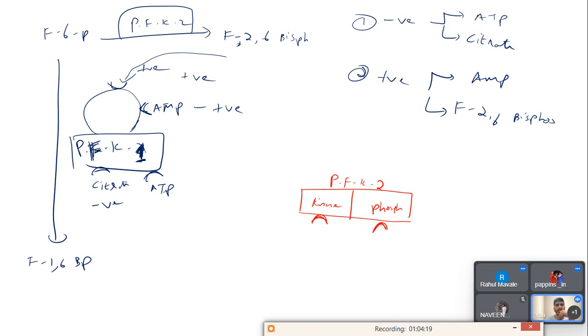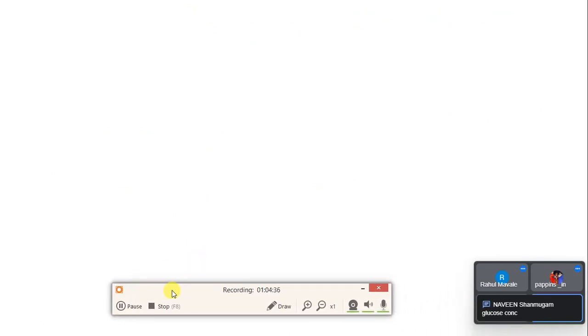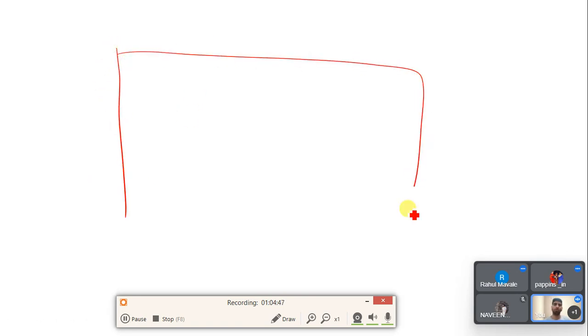Anyone, a random guess or anything? They are learning about glycolysis. Glucose concentration, and what determines the glucose concentration? What determines the glucose concentration into the cell?